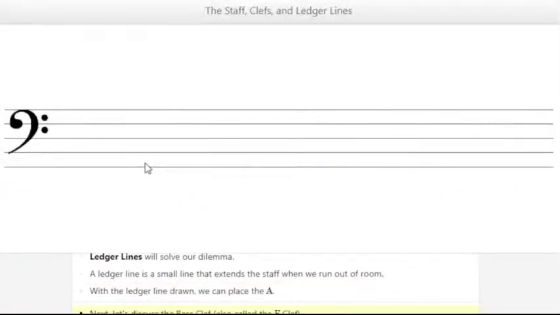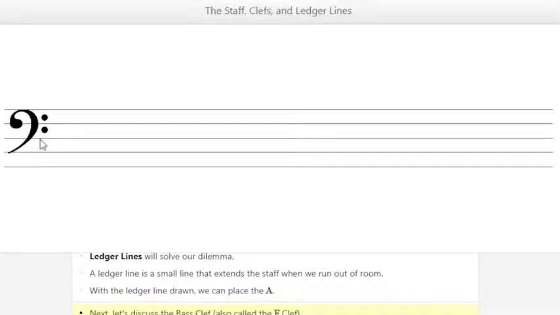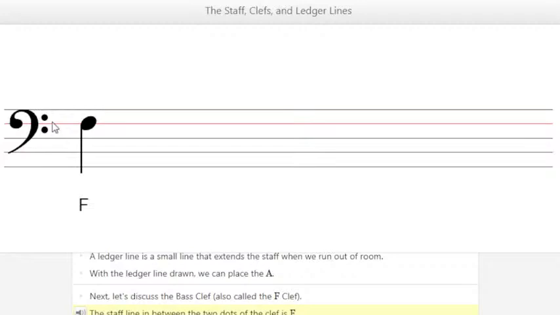Now let us look at the bass clef. If you look at the bass clef, it is wrapped around, it is also called the F clef. And for starters, we'll be starting it from the fourth line. So you can actually get that bass clef you're looking for. The staff line in between the two dots, this is the dot and the other dot, the line that is in between it is called F.